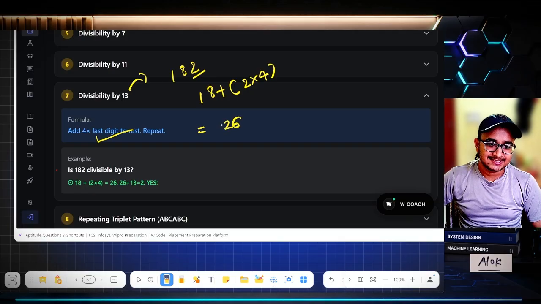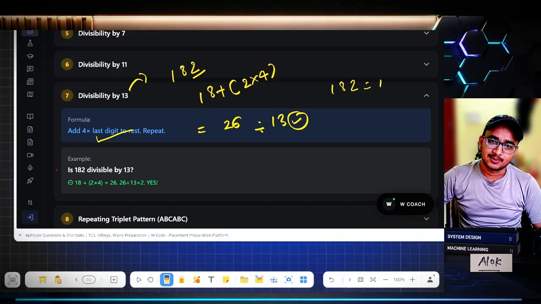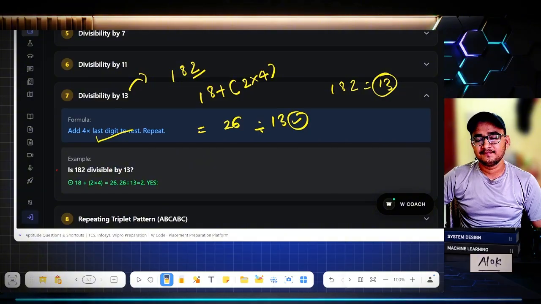26 is divisible by 13 or not? Yes, guys, it is divisible by 13. Then 182 is also divisible by 13. Okay, guys, hope you got an understanding.